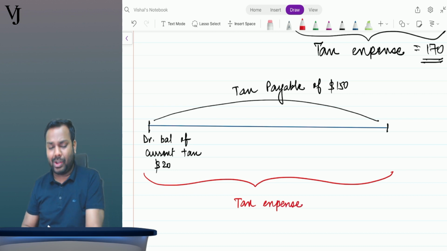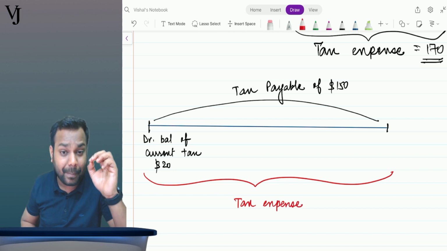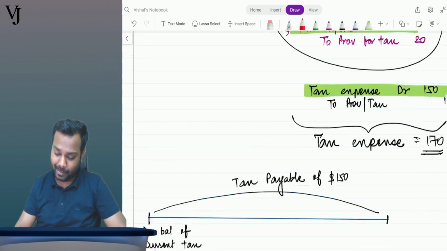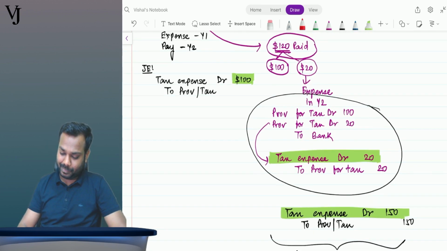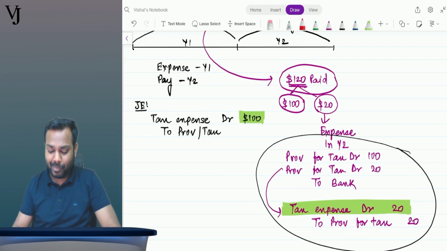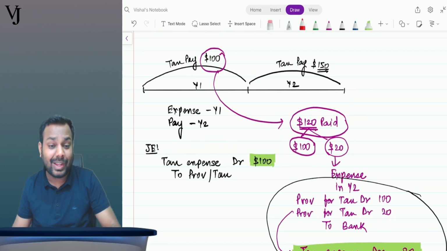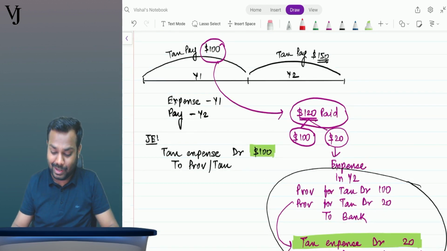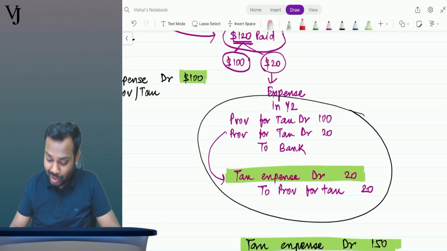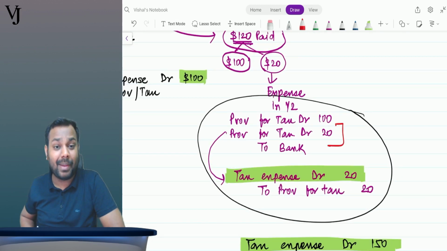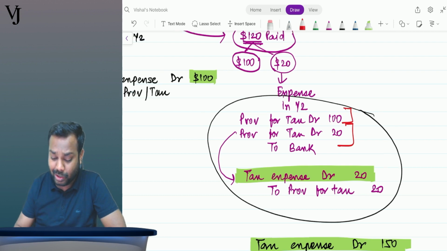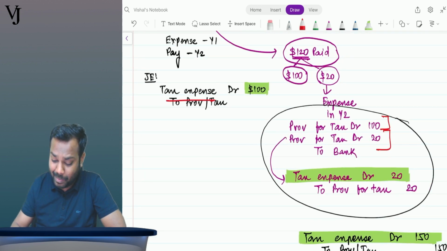Now the question will ask you to calculate the amount of tax expense for this year. First of all you have to understand the meaning of a debit balance of current tax. When you have to pay something extra than what you have made the provision for, see what you did here. For this extra you debited the provision for tax. Here you credited, so credit and debit knocked off.